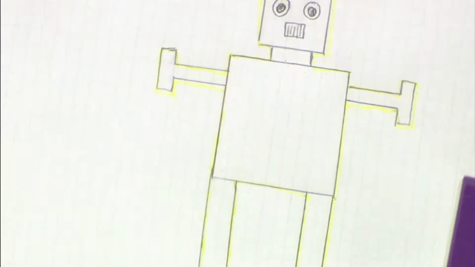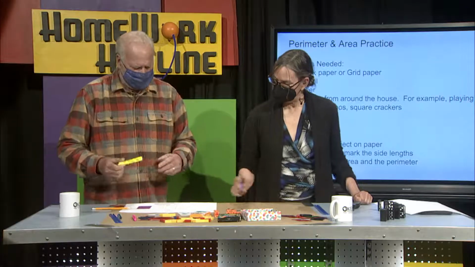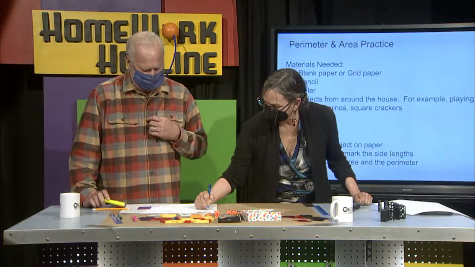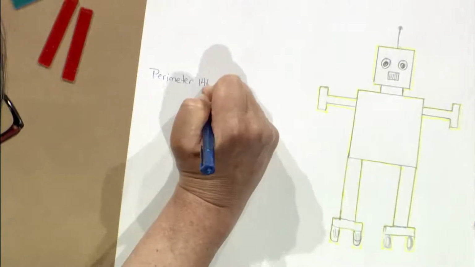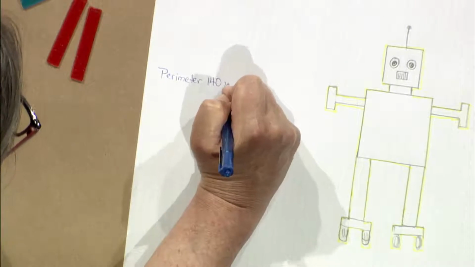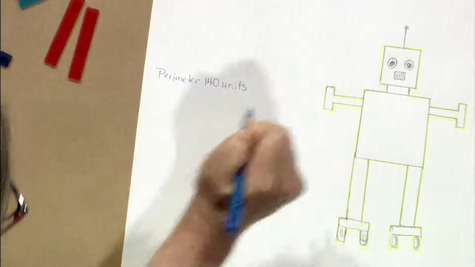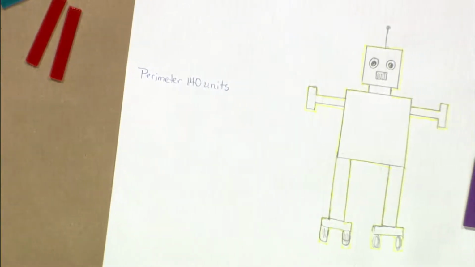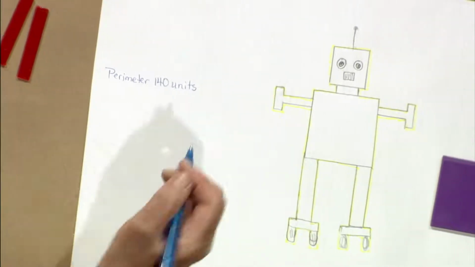Wow, 140. Is it okay if I write on your paper? Absolutely. Okay, so we've got a perimeter of 140 units, and each unit is a 1/4 inch. Wow, I made it come out divisible by 4. You sure did. Amazing. And so the 140 divided by 4, because every 4 is an inch.